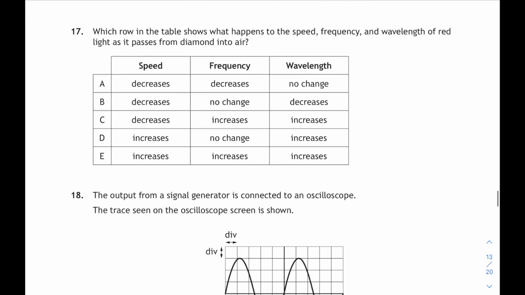Question 17. Which row in the table shows what happens to the speed, frequency and wavelength of red light as it passes from diamond into air? So it's going from more dense to less dense. So the speed is going to increase. Frequency always stays the same. And the wavelength will also increase.